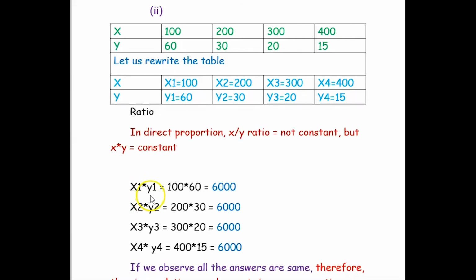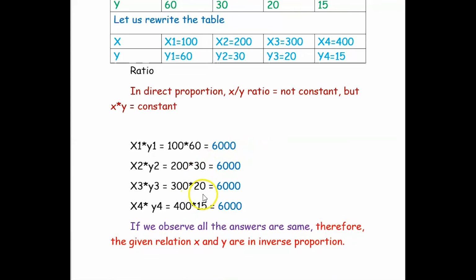Now x1 into y1 is 100 into 60, that is 6000. x2 into y2 is 200 into 30, that's also 6000. x3 into y3 is 300 into 20, that's also 6000. Then x4 into y4 is 400 into 15, that's also 6000. See here, all the values of x into y are constant. They are all same. So we can conclude that the given relation x and y are in inverse proportion.